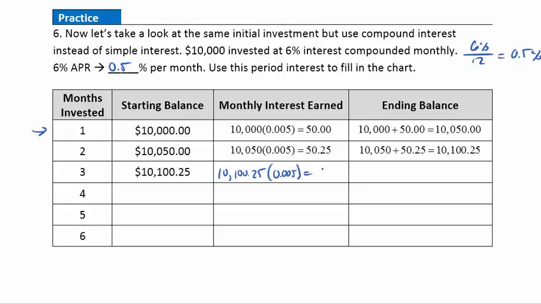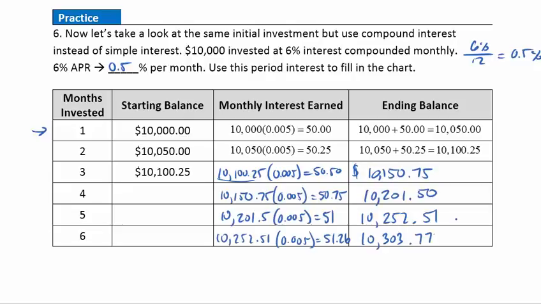So when we multiply that out, we're going to get $50.50. So I'm adding that $50.50 plus the amount I had before that interest, which was $10,100.25. And that's going to give us then a total of $10,150.75. So when we get the table filled out, as you can see, we keep earning this same interest rate, but we keep earning that interest on more and more money. So compound interest is going to give us more money than a simple interest investment.